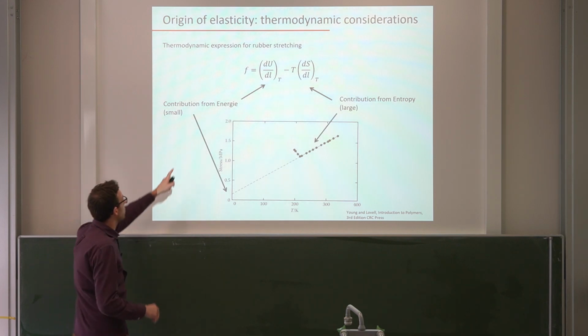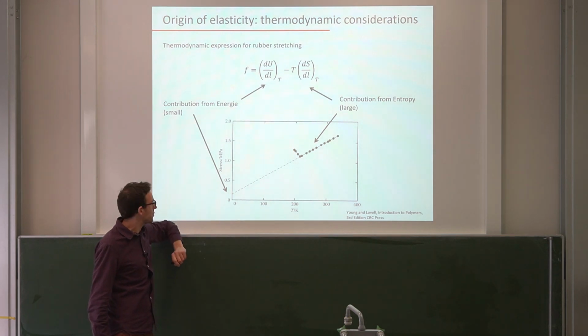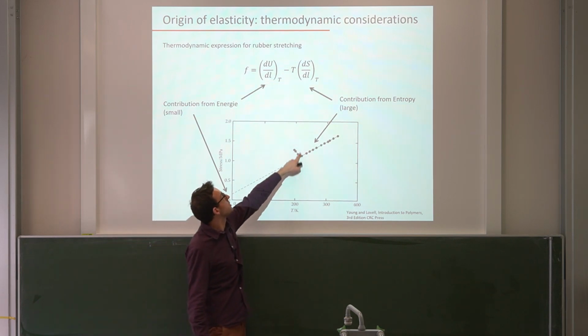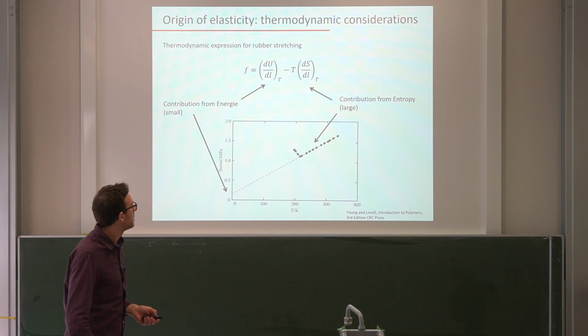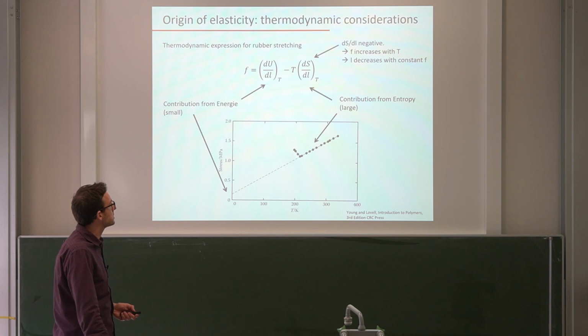And you also see that the contribution from energy, which in this diagram, of course, is the connection to the y-axis, is actually really very low, as we assumed. And from the slope, you can get this dS over dl, which indeed is, as you see, negative.